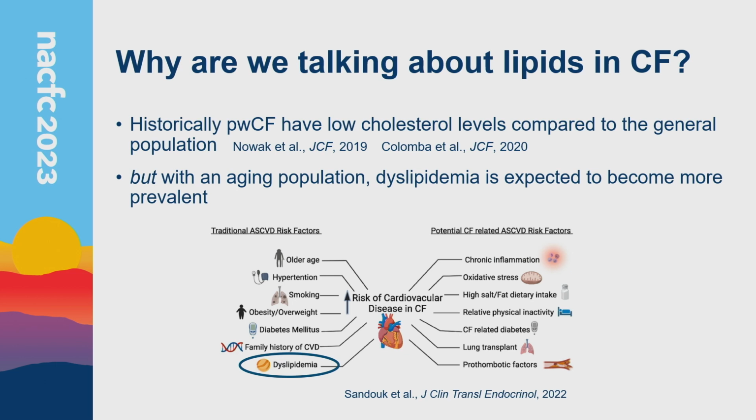So why are we talking about lipids in CF? Historically, people with CF have low cholesterol levels compared to the general population, and this has been documented widely in the literature, and I've just referenced a couple of more recent studies. However, we know with an aging population, dyslipidemia is expected to become more prevalent. This figure shown here really nicely highlights that dyslipidemia is a significant risk factor for cardiovascular disease, in addition to other factors such as older age, high blood pressure, and obesity. The figure also shows that there are some potential CF-specific risk factors for cardiovascular disease, and these may be things that we need to keep in mind as our population is aging.